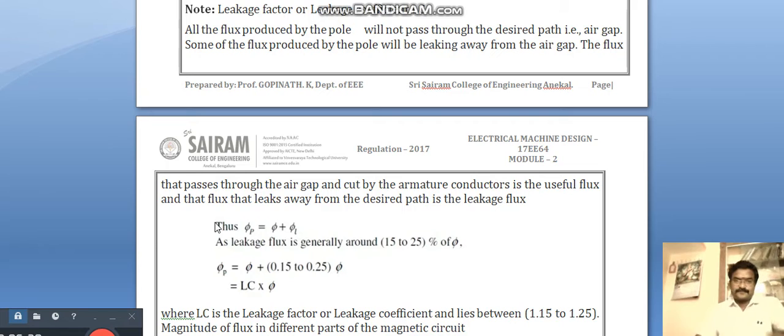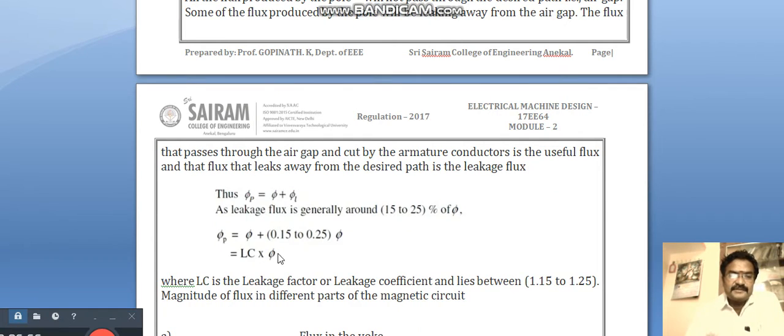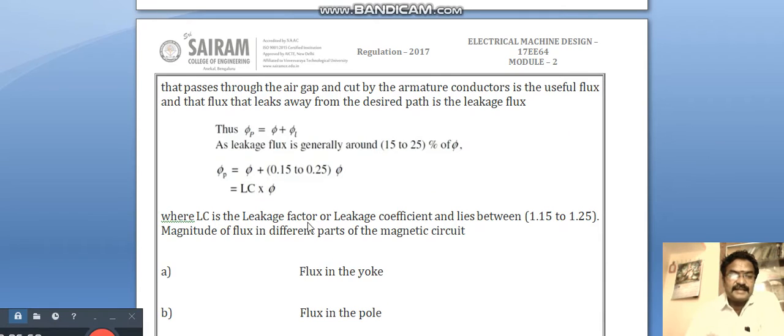So the flux Φp is the pole flux which will be created in the poles, that is equal to Φ, the useful flux, plus Φl, the leakage flux. Leakage flux is around 15% to 20% of the useful flux. So Φp is equal to Φ plus 0.15 to 0.25 Φ. We can rewrite the same equation as Φp = LC × Φ, where LC is the leakage factor or leakage coefficient and lies between 1.15 and 1.25.